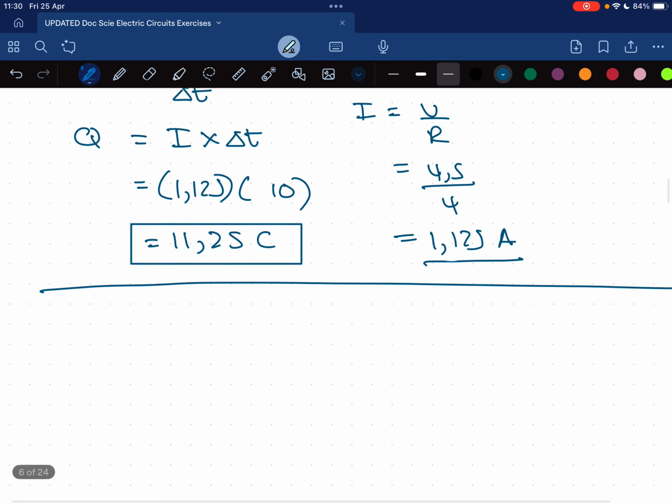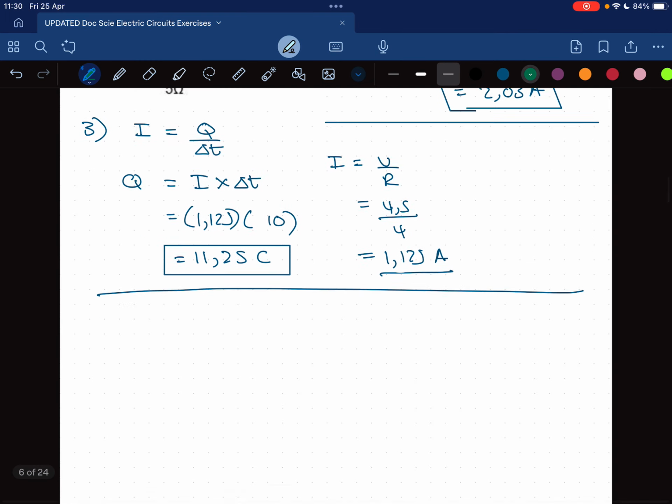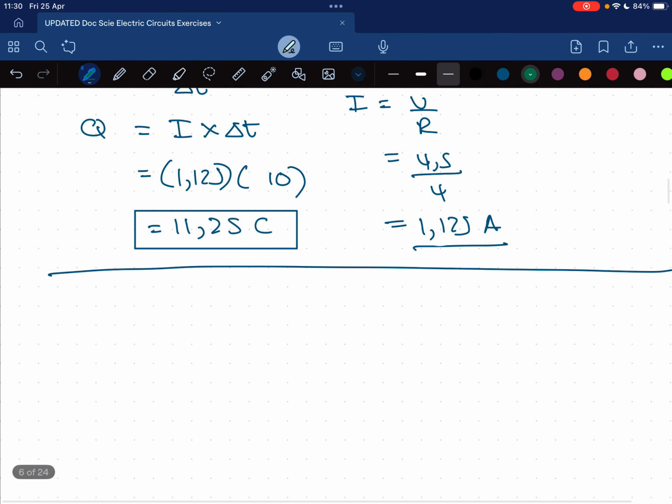Okay, I just want to show you the second method is if you wanted to use the ratios for the current.